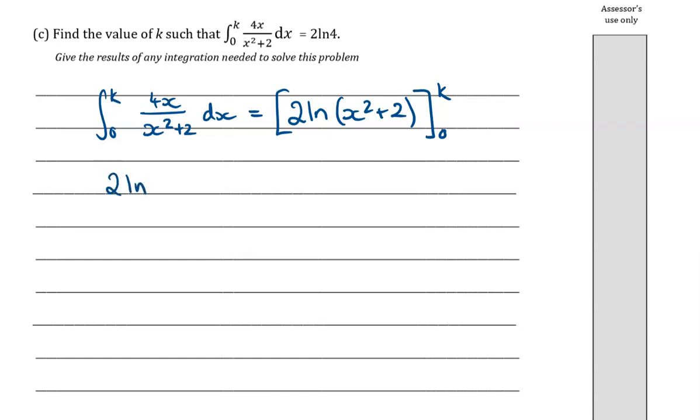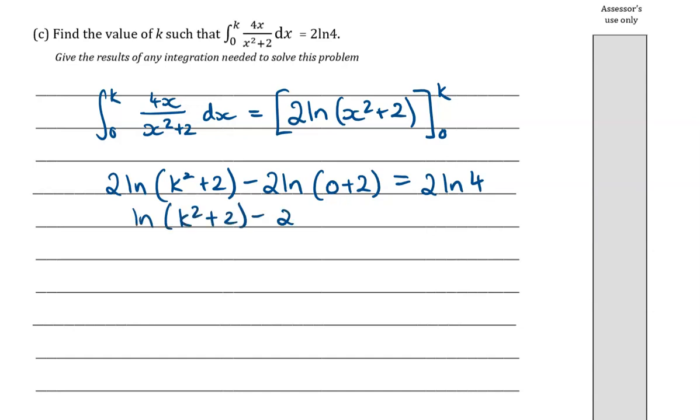So 2 ln of k squared plus 2 minus 2 ln of 0 plus 2 will be equal to 2 ln 4. So we can divide everything through by 2, and we get ln of k squared plus 2 minus ln 2 is equal to ln 4. So ln of k squared plus 2 will be equal to ln 4 plus ln 2. Now if you add together logs, you can multiply their inside parts. So that becomes ln of 8, that's just your log laws.